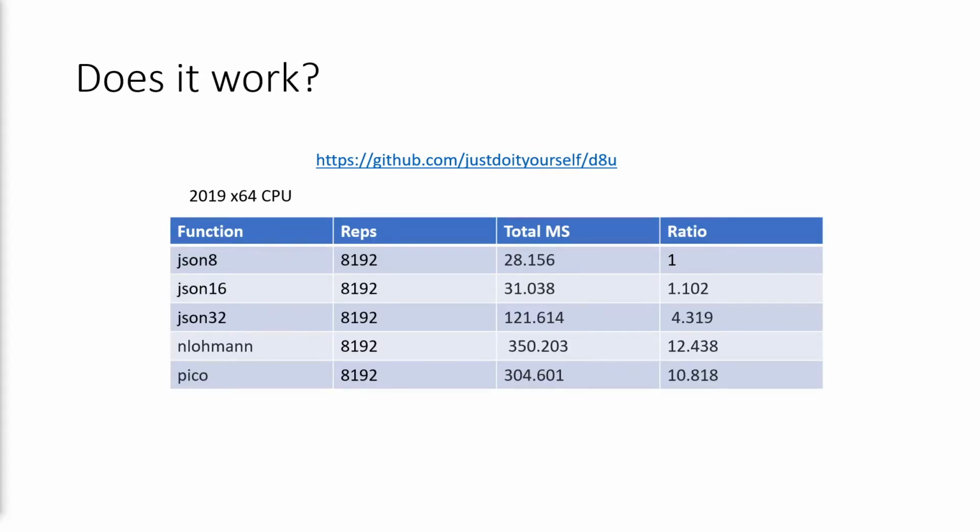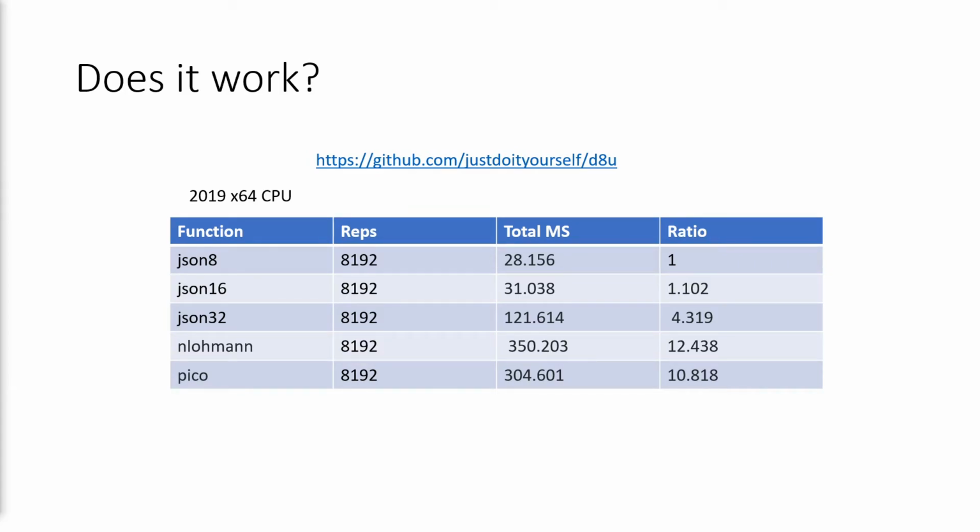But does this really work? I've implemented a JSON parser that utilizes this technique. Here are the results. The first three functions are template functions that allow you to change the size of the segment: 8-bit, 16-bit, 32-bit. The last two are open source JSON libraries that are using a 64-bit pointer.